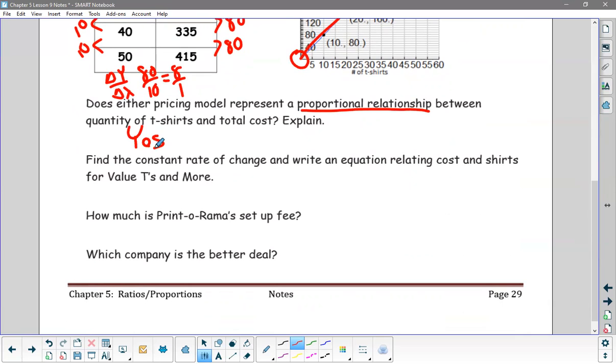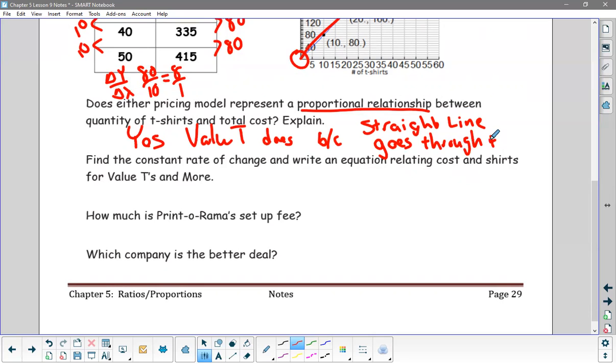Yes. Value Tees does, because, you guys should know the sentence by now, it's a straight line and it goes through the origin. Ooh, almost ran out of room. All right. The other one doesn't because it doesn't go through the origin. It doesn't hit 0, 0. It actually hits 0, 15.